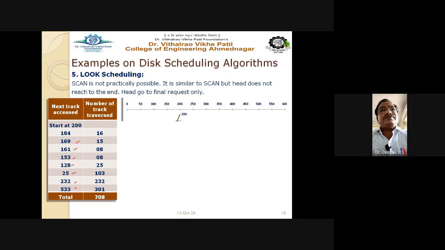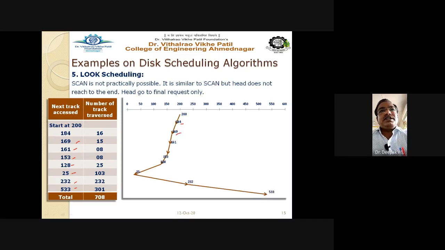So see here. 200, so start moving in this direction, 184, then 169, then 161, then 153, 128, and it will move to 25, but it will not reach 0. It will not go to 0 because 25 is the last request in this particular direction. So immediately from 25, it will reverse the direction and start scanning in this direction because it is a LOOK algorithm. And while moving in this direction, it will serve the requests 232 and 533, but it will not reach 639. So this is the case.